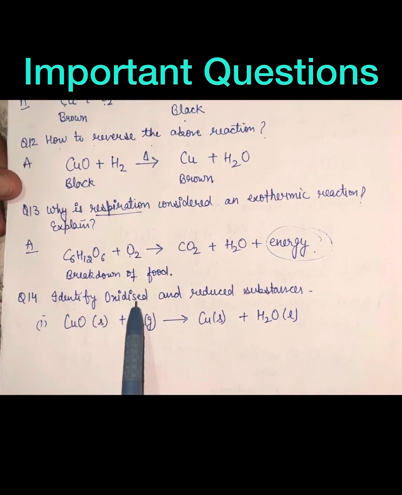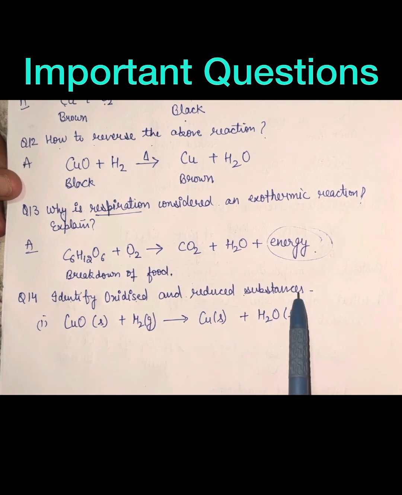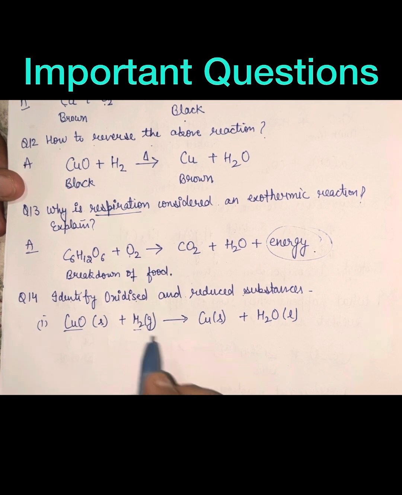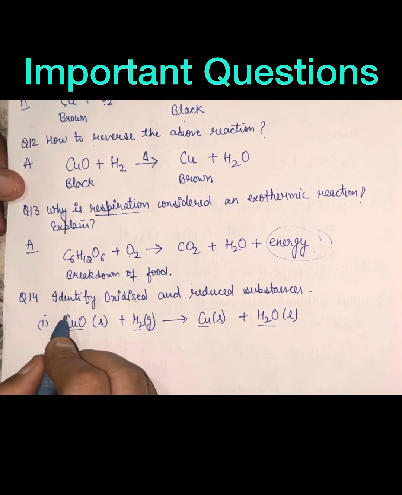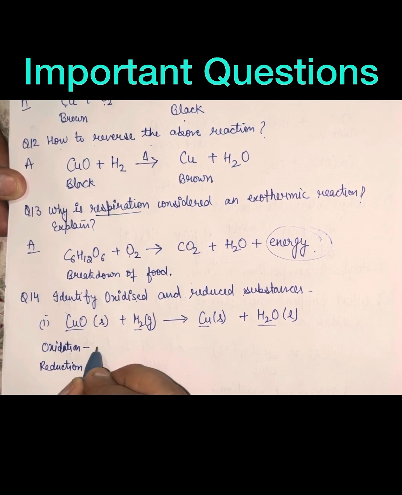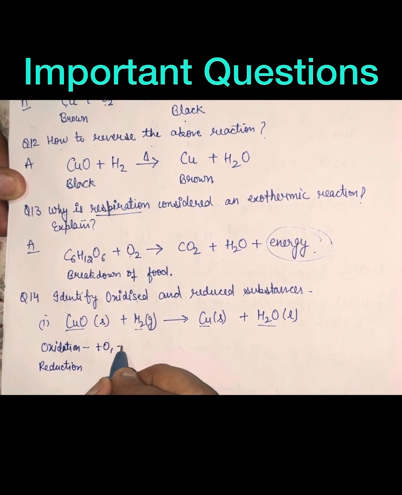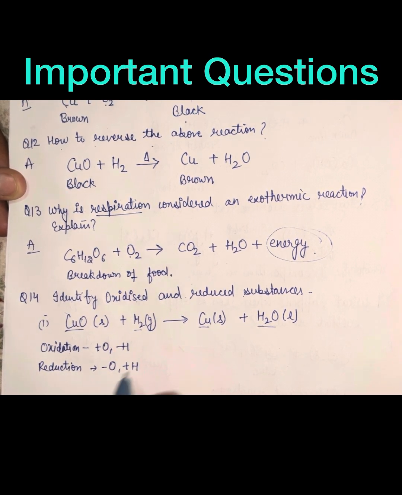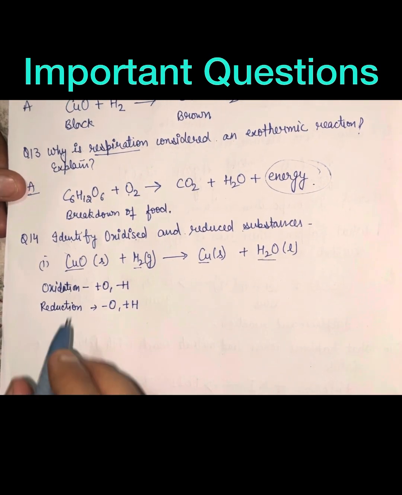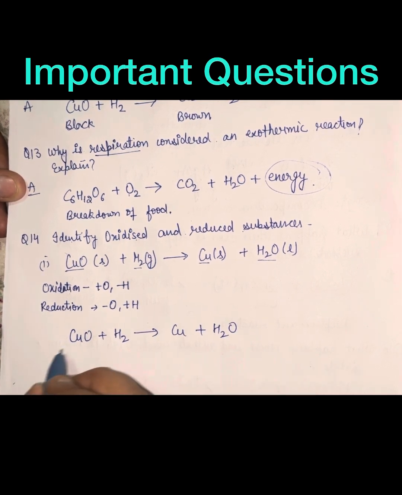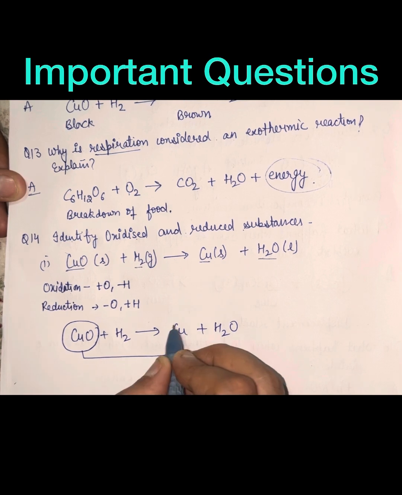Next question is: identify oxidized and reduced substances. बच्चे, there is a reaction in which copper oxide reacts with hydrogen to form copper and H2O. Now you know what is oxidation and reduction. Oxidation is simply addition of oxygen and removal of hydrogen, and reduction is removal of oxygen and addition of hydrogen. So in this process, CuO plus H2 gives Cu plus H2O, but CuO is getting converted into Cu.